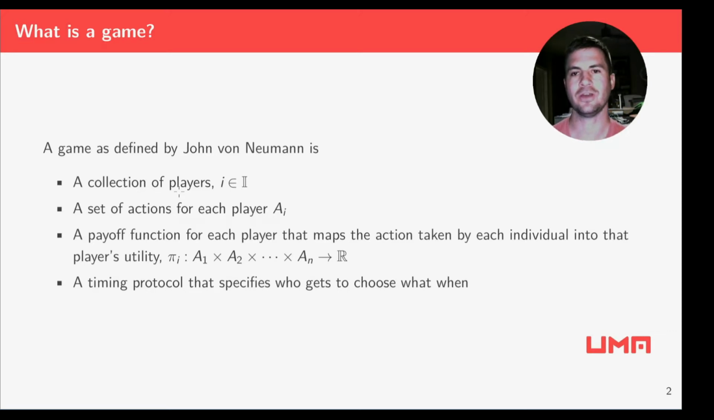So before we talk about game theory, it's important to understand what is a game. John von Neumann, who is a famous economist, defined a game as four things. First, a collection of players. So we need to know who's playing the game.